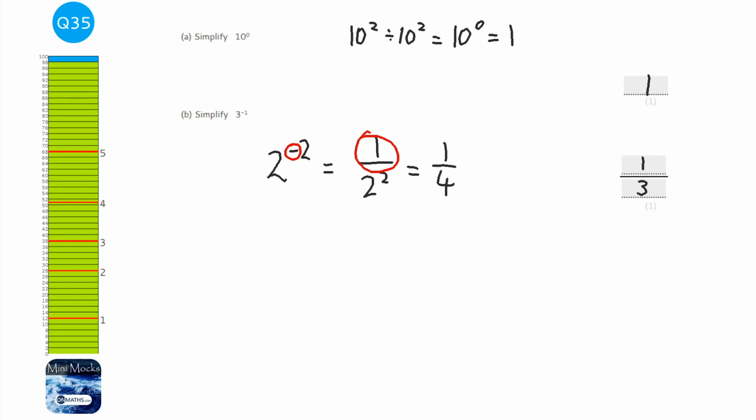And that's called finding the reciprocal. So there we go. If you're asked to find the reciprocal of something, you just put a 1 over it if it's an integer, if it's a whole number, or just flip it if it's a fraction.